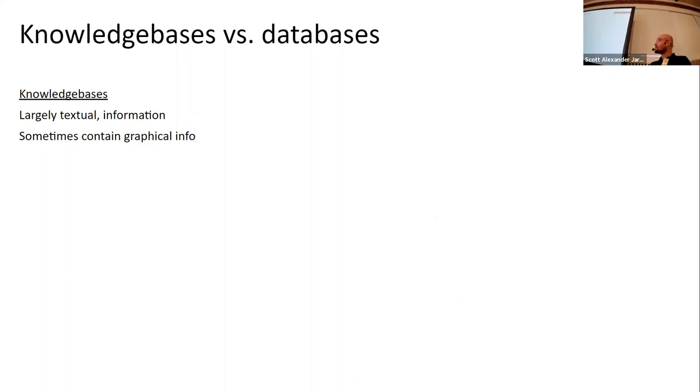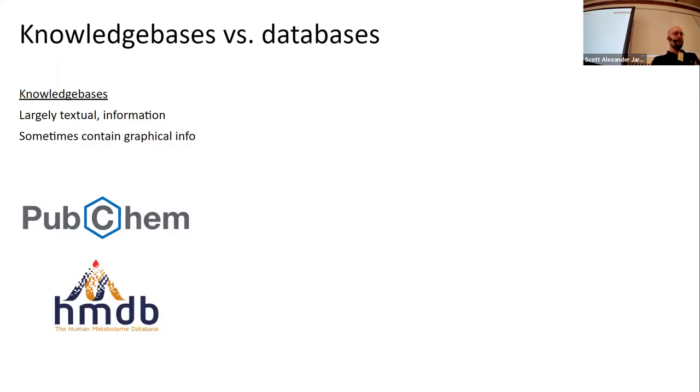Here I am distinguishing the difference between knowledge bases and databases. Knowledge bases, like it says here, are largely textual. They contain information, and they sometimes have graphical information, but it's not able to be mined against. For instance, if you search in PubChem, you can scroll through, find accurate mass information, the molecular formula, and towards the bottom of the page, you might see an NMR spectrum or an MS2 spectrum, but there's no way for you to search your MS2 spectrum against PubChem's database.